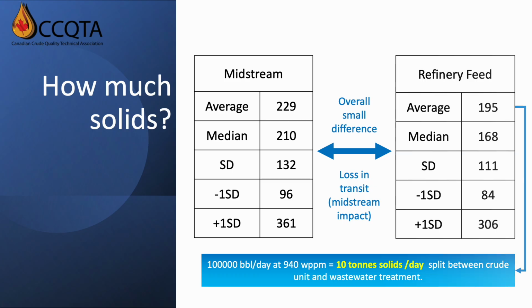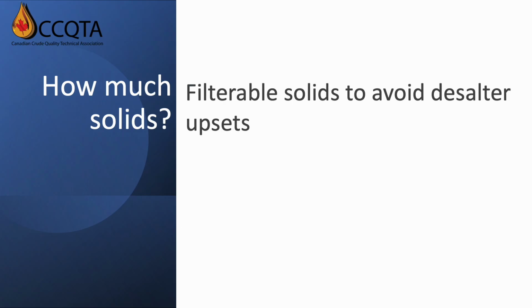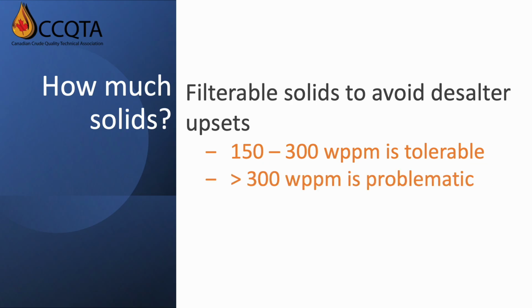So now we know that refiners see solids averaging approximately 200 weight ppm each day, and for the most part, these do not cause issues in the refinery. We asked refiners and several on-site additive suppliers what solids level in crude would be deemed problematic. Most don't have hard correlation data, but the group's consensus was that 150 to 300 weight ppm is tolerable. Greater than 300 ppm is problematic.